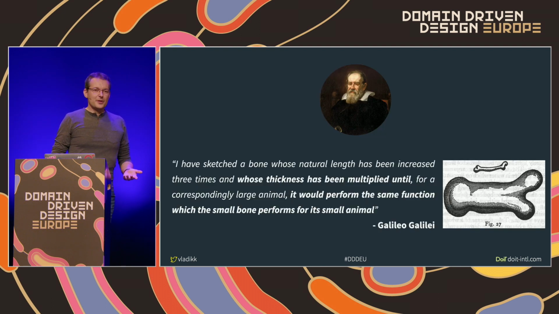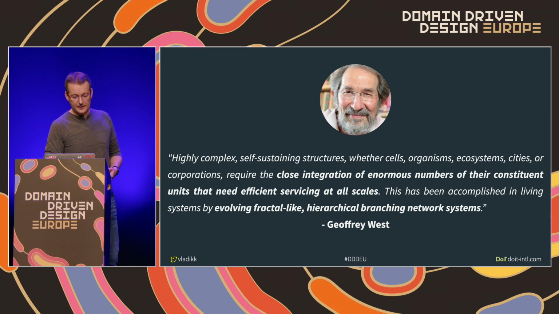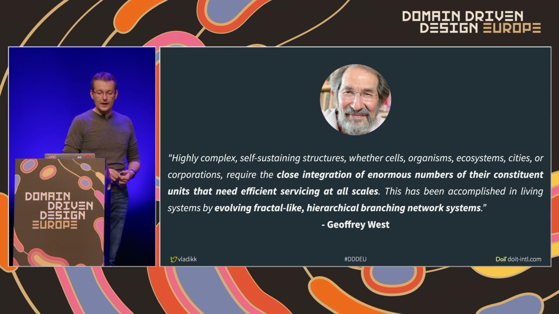And our second option is to evolve the form, the shape of the system, in a way that will help us to manage its complexity. What is the shape? Going back to energy supply networks, Geoffrey West says, highly complex self-sustaining structures, whether cells, organisms, ecosystems, cities, or corporations, require the close integration of enormous numbers of their constituent units that need efficient servicing at all times.